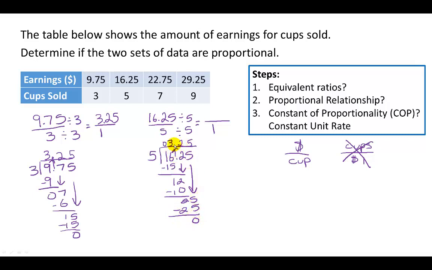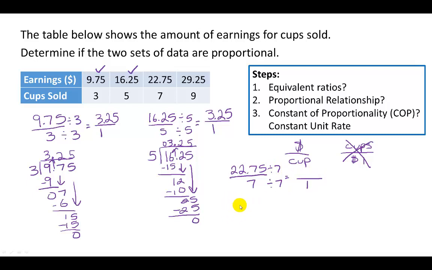Bring up the decimal. And so we find that this ratio is $3.25 earnings for 1 cup sold. So far, we have equivalent ratios. We're now going to look at 22.75 for 7 cups sold. We're going to divide by 7 to the top and the bottom. We're going to get a 1 in the bottom.